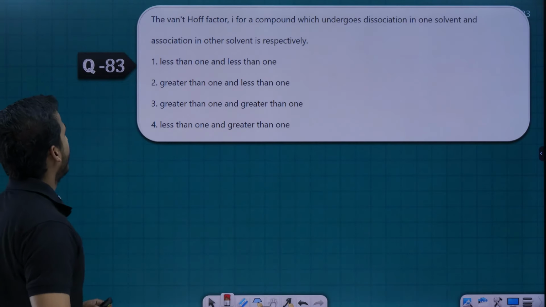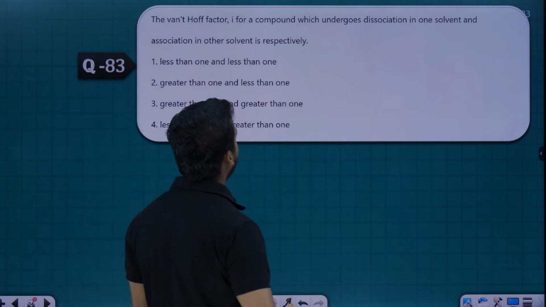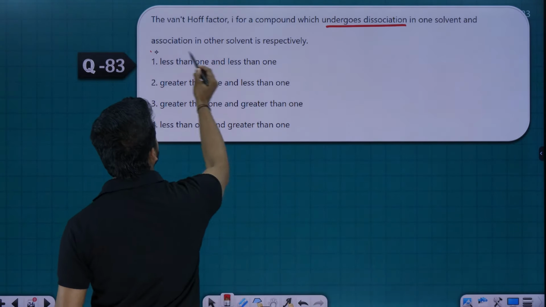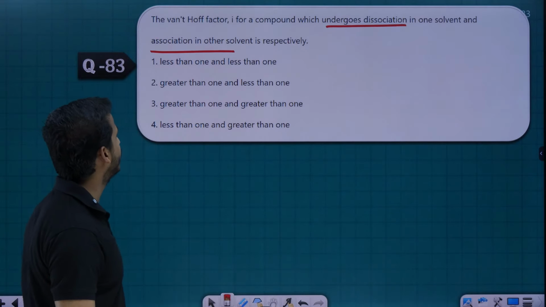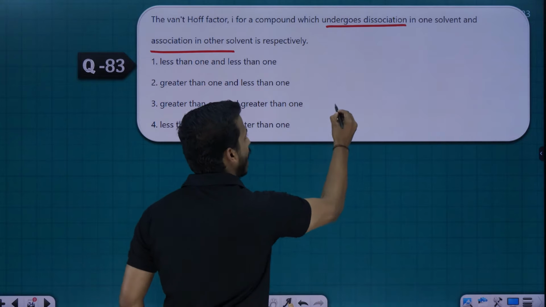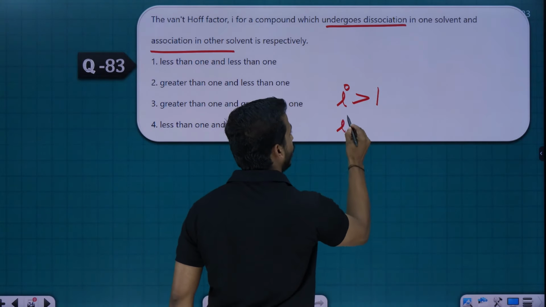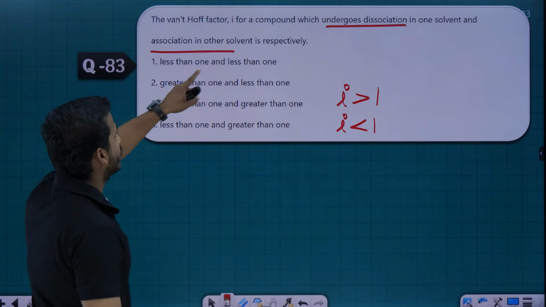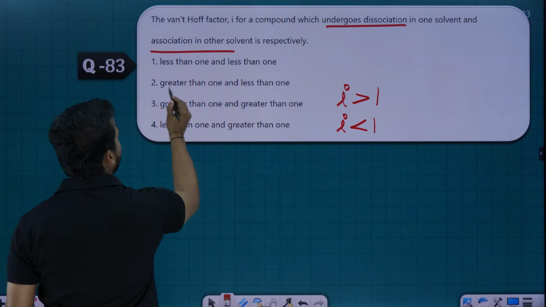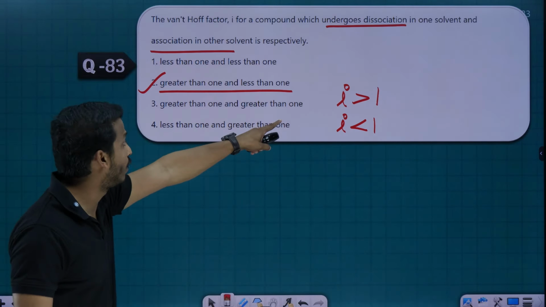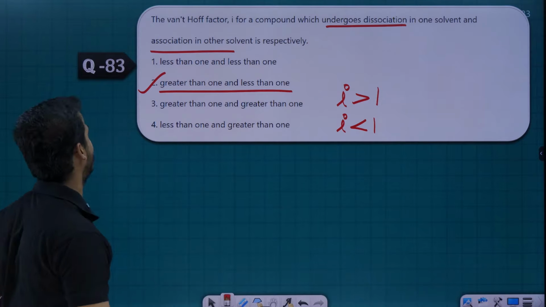Right, for an ideal. The Van Hoff factor i for a compound which undergoes dissociation in one solvent and association in another solvent is, respectively. During dissociation, the i value will be greater than 1. During association, always i value less than 1. So the first one is dissociation, so greater than 1 and less than 1, right? So during dissociation, i value greater than 1. During association, less than 1.